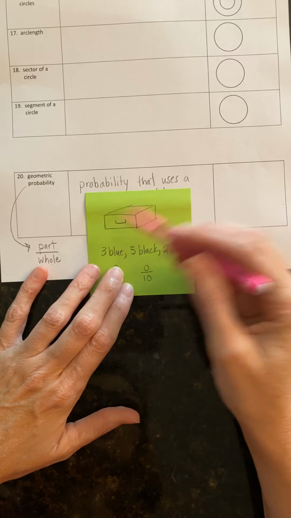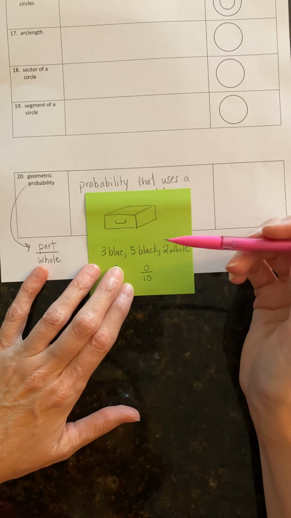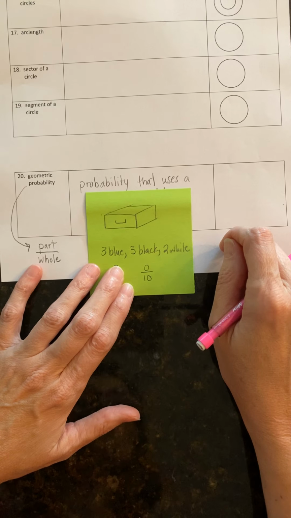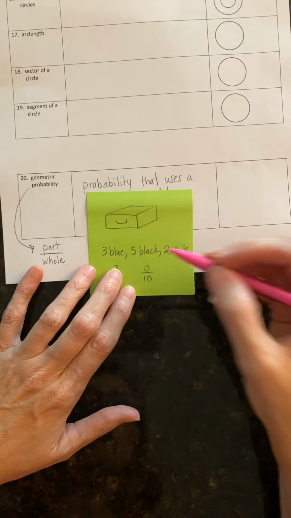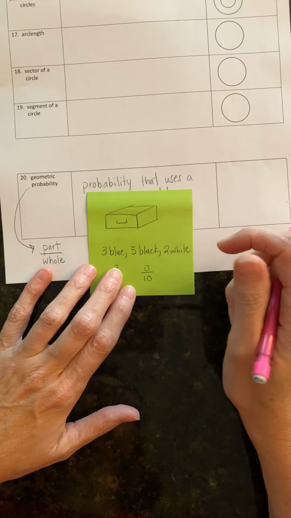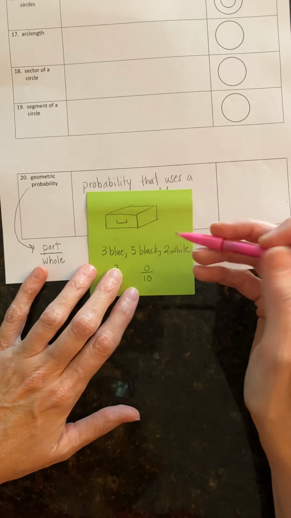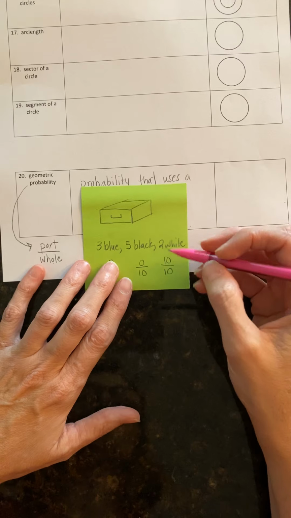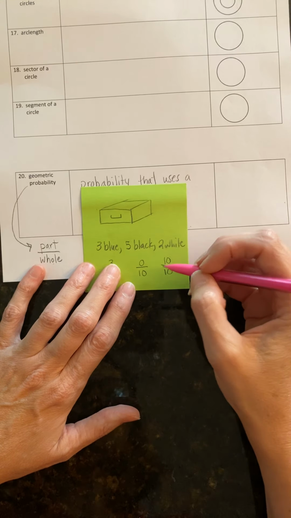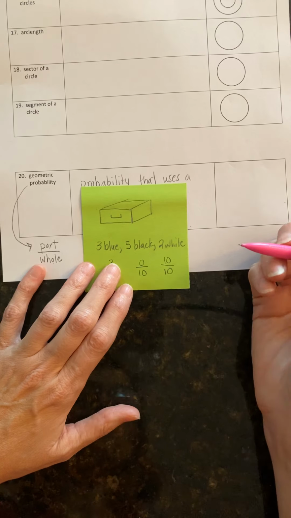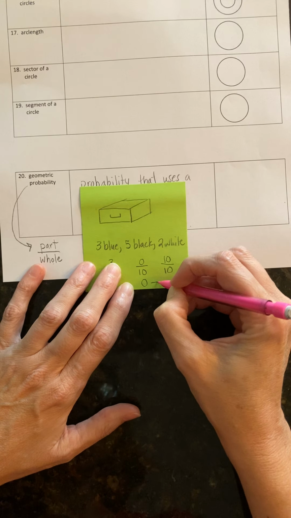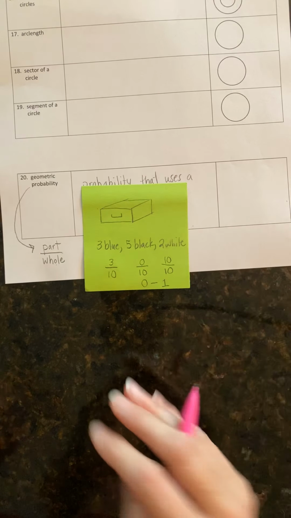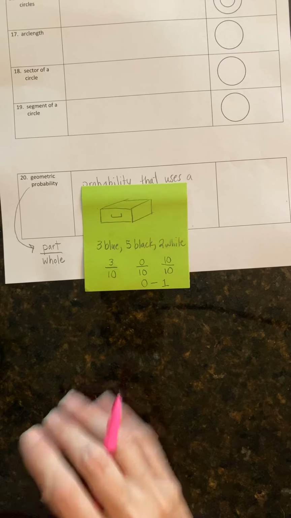Now, what if I ask you in this scenario, what's the probability that you're going to reach in there and pull out either a blue pair, a black pair, or a white pair? Well, all of them are either blue or black or white. So every time you pull out a pair of socks, you're going to get either a blue pair, a black pair, or a white pair. So every single time, 10 out of 10 pairs, is going to be either blue, black, or white. If it happens every time, that's a probability of 1. So if it never happens, that's a probability of 0. If it always happens, that's a probability of 1. So probabilities are always between 0 and 1.